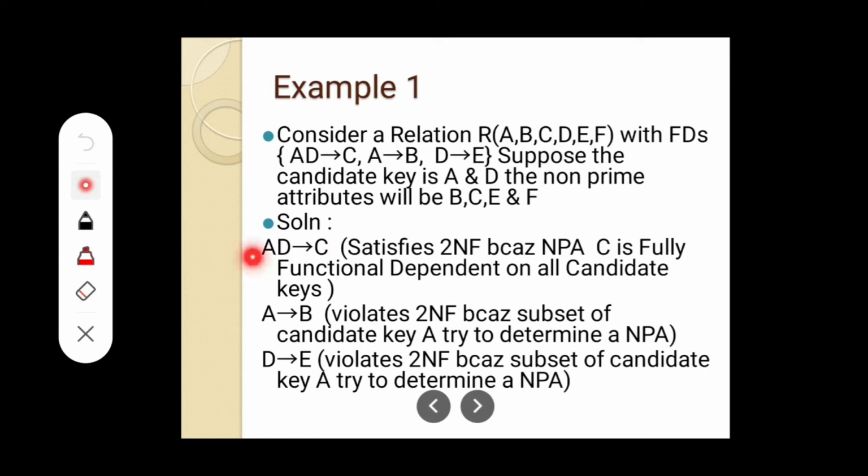Okay, look at here. AD determines C. So what is AD? What is the LHS? LHS is candidate key. AD is candidate key. What is C? C is non-prime attribute. So AD, a candidate key, determines non-prime attribute.